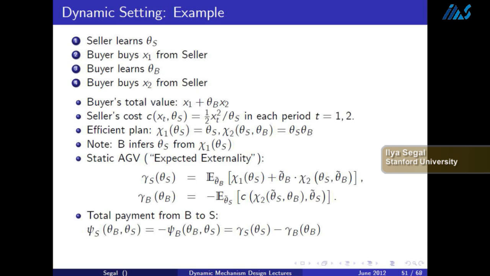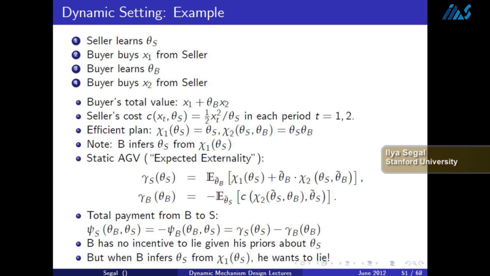And you can balance the budget, obviously, simply by having the total payment be the difference of these two payments, so that each agent makes the incentive payment to the other agent. And then the buyer, given his priors about the seller's cost, will have no incentive to manipulate this mechanism.